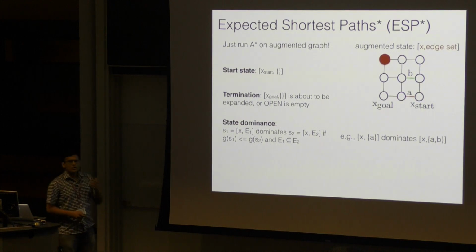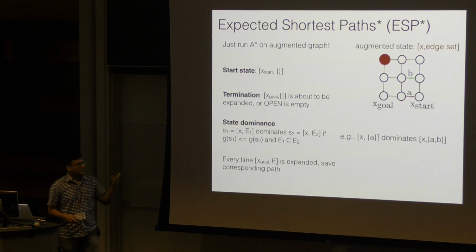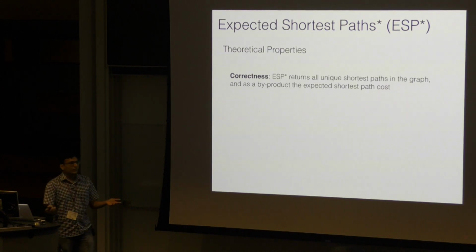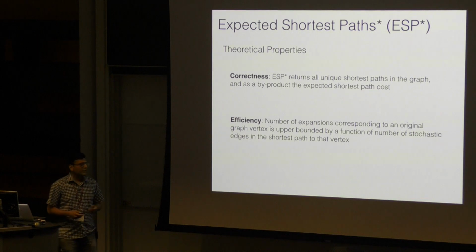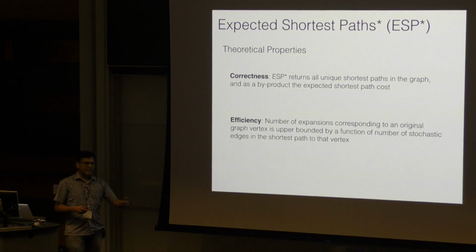And one other thing we're going to do as we run A star is every time we expand a state that corresponds to the original x goal, we are going to save that to our list of candidate paths to the goal. And so that's it. So this gives us a way to generate all of the unique shortest paths that might come up in any realization of this graph. And as a consequence, what we can also do is compute the expected shortest path cost. And then the efficiency theorem we have in the paper is that the number of expansions you make corresponding to a vertex is bounded by how many stochastic edges are there in getting to that particular state in the graph.